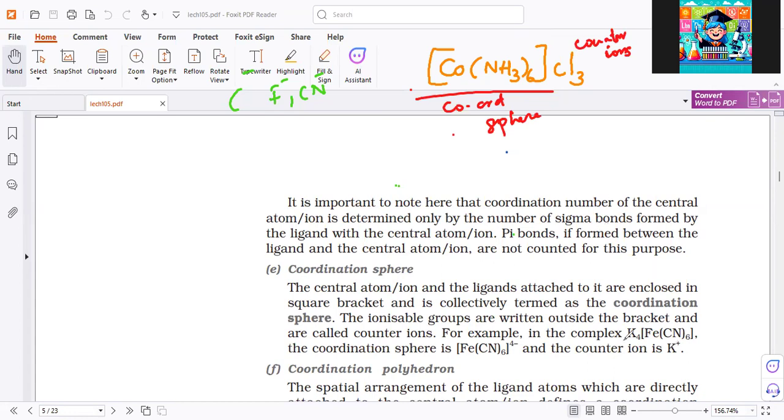For another example like K4[Fe(CN)6], the coordination sphere is [Fe(CN)6]4-, and the counter ion is potassium ions, K+. And then we will go into the next term that is used, called coordination polyhedron. Coordination polyhedron, that is the next term.